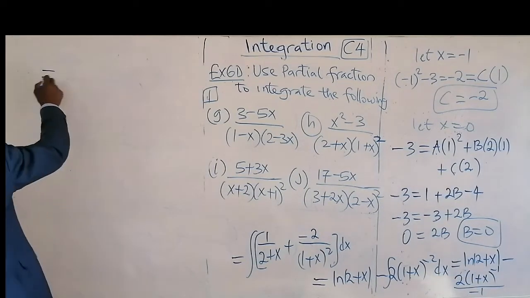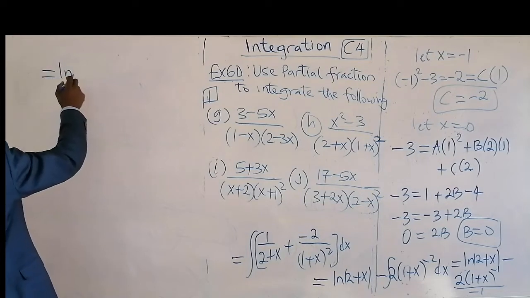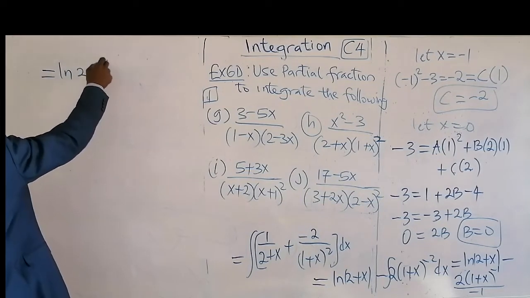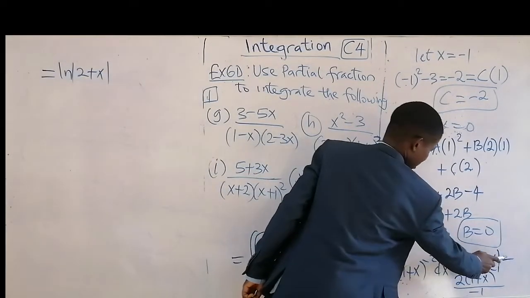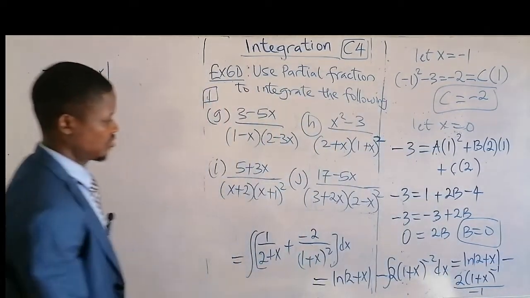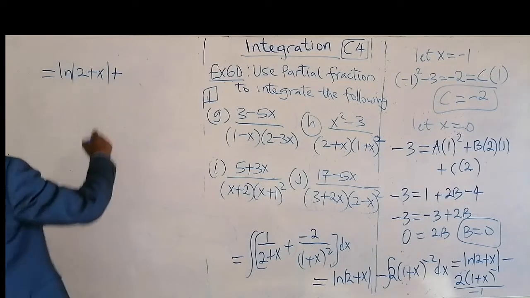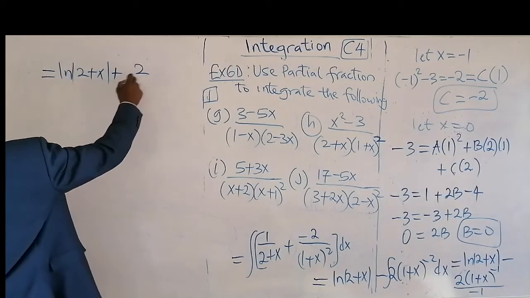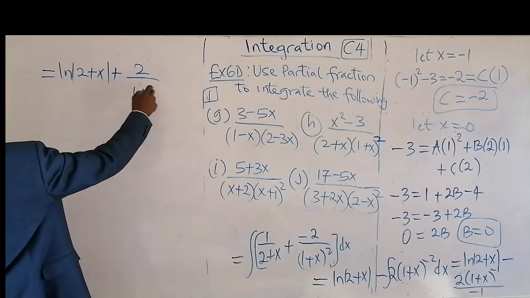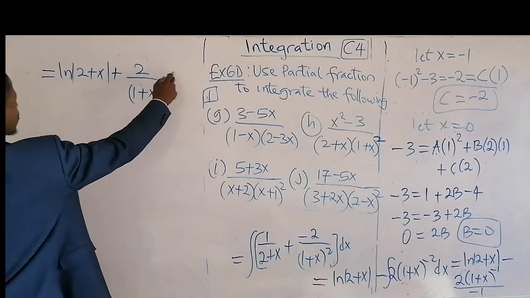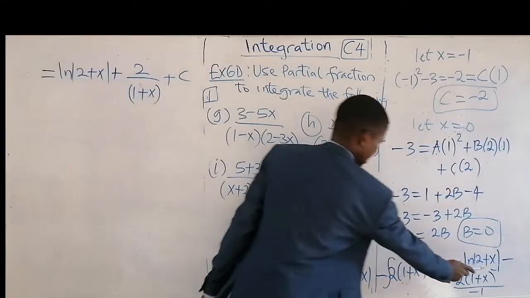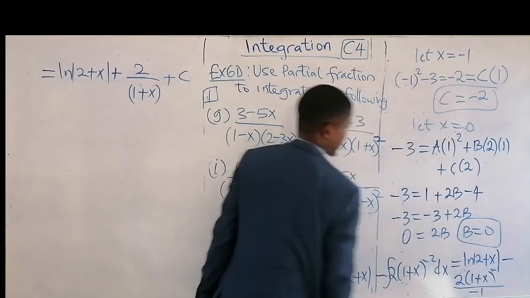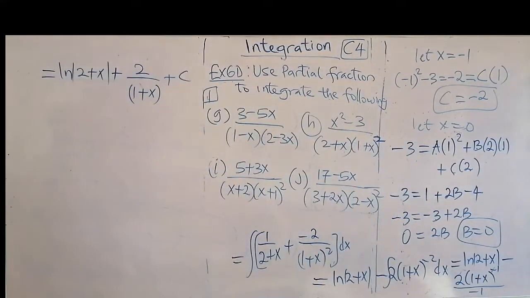So we now have ln(2 plus x). Then here minus a, so that's plus. So that's plus 2 over (1 plus x) plus c. So that's just that. Just remove these negative exponents, negative power. Okay, so that's what we've gotten for that question.